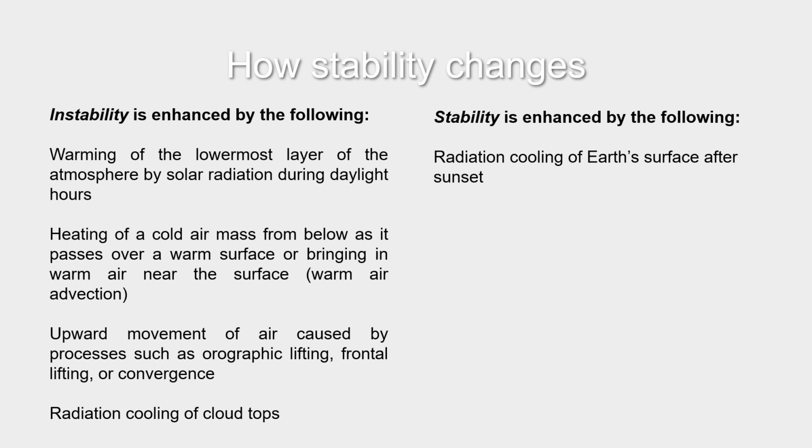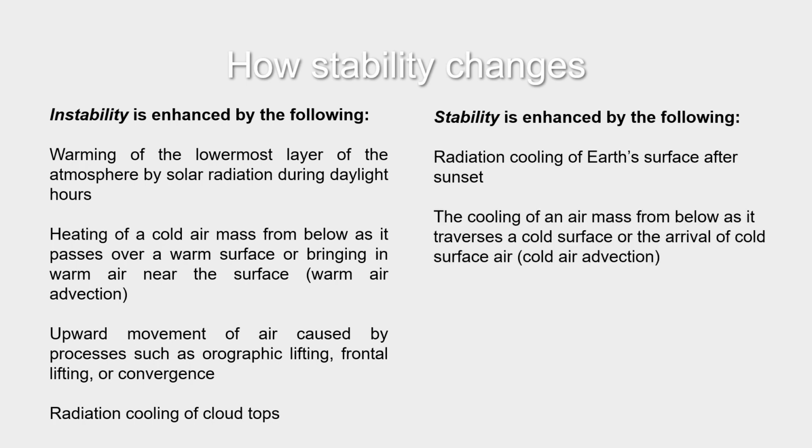So the Earth's surface is starting to cool, and the air is starting to be stable. And the cooling of an air mass from below as it traverses a cold surface, or the arrival of cold surface air, called cold air advection. So it's the opposite of warm air advection. And then another is subsidence, or the general downward flow of the air.